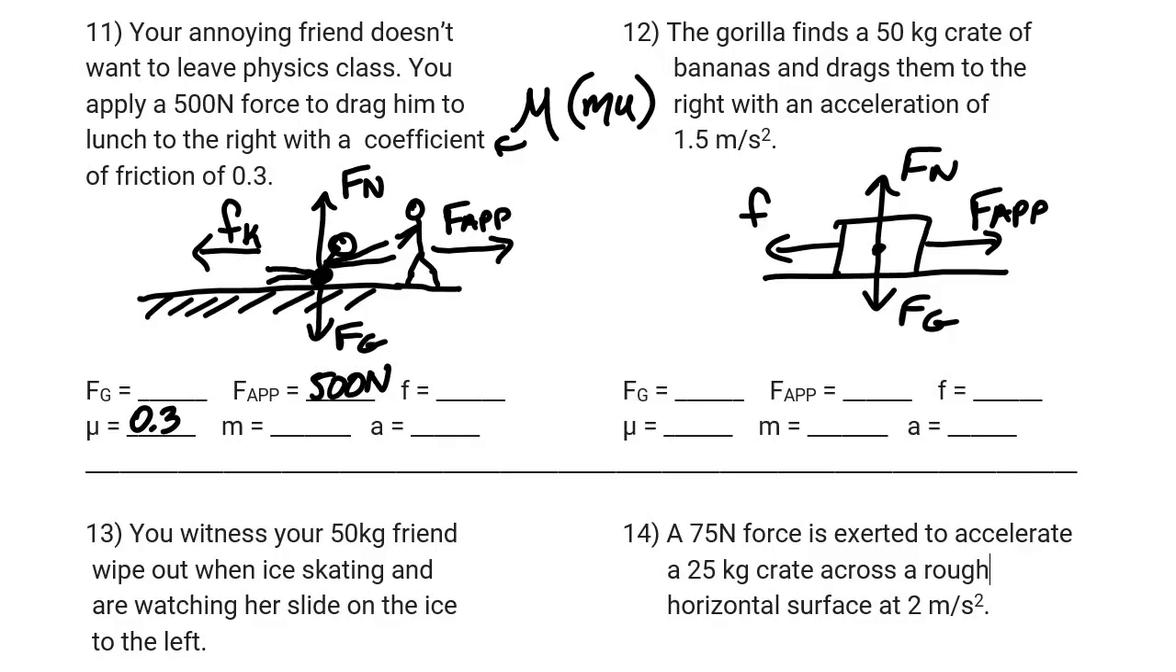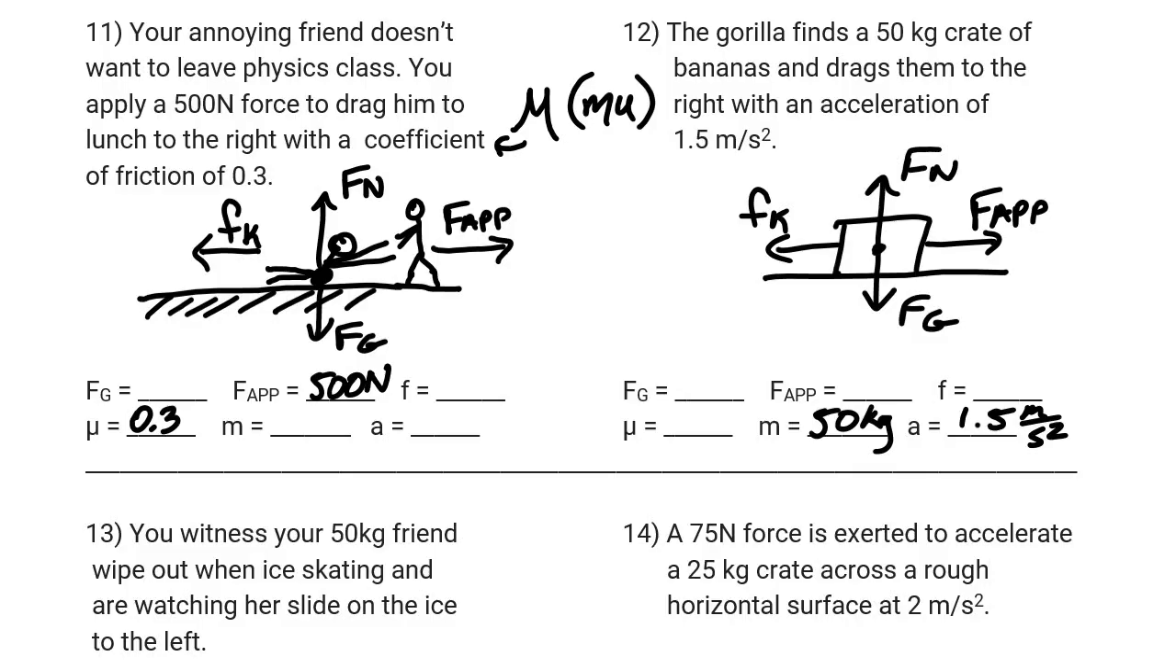And is this frictional force kinetic or static? Well, it's in motion, right? So I would say that's a kinetic friction. All right, and what is this 50 kilograms representing to us? That's telling us a mass. And what about that 1.5 meters per second squared? Hopefully you're saying to yourself by now, that's our acceleration.